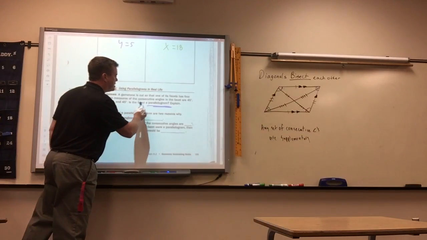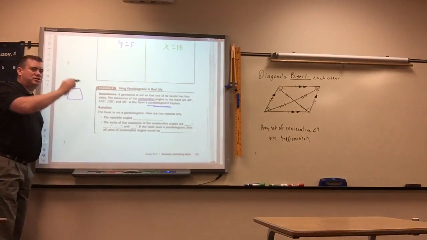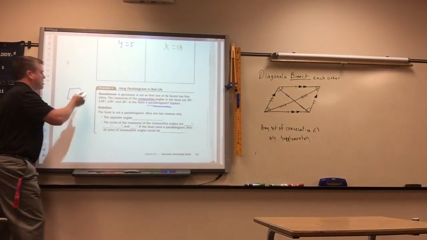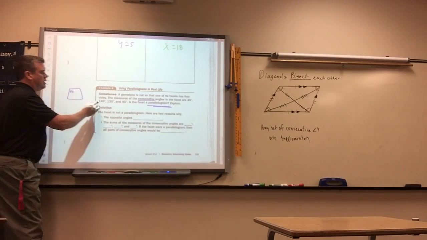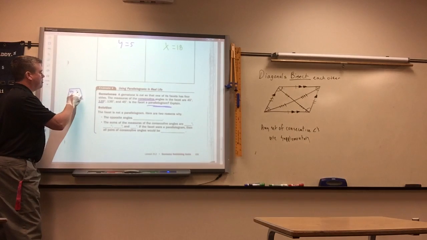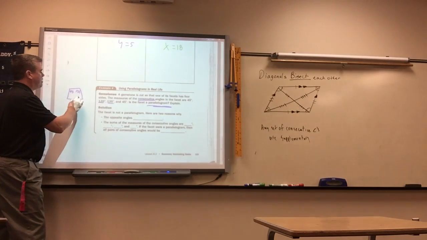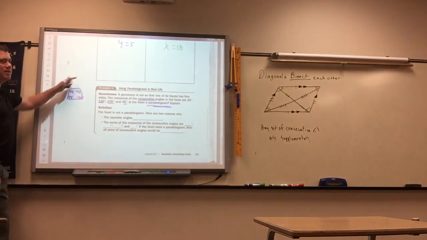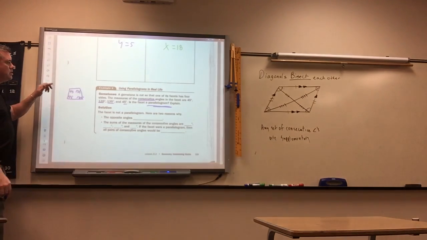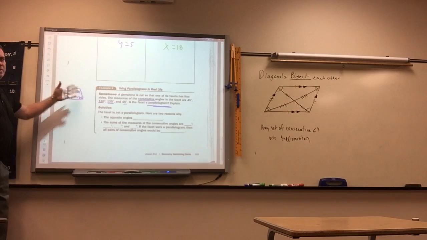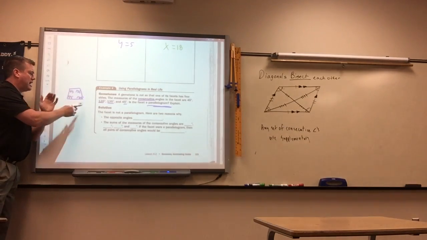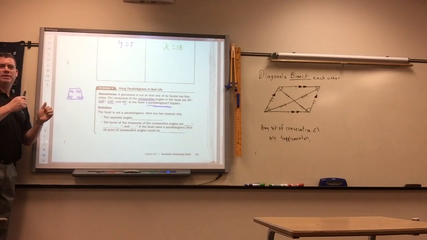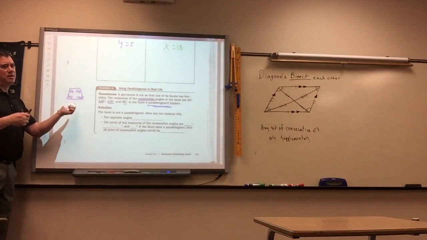The measures of consecutive angles, so that means in a row, are 45. So you could start anywhere. And then 135. And then 135. And then 45. Since it's consecutive, that means it goes in a row. So they're wondering if you had something like this. Now remember, I didn't draw this. Obviously, this isn't a 135, but it's just to look at. Could this be a parallelogram?